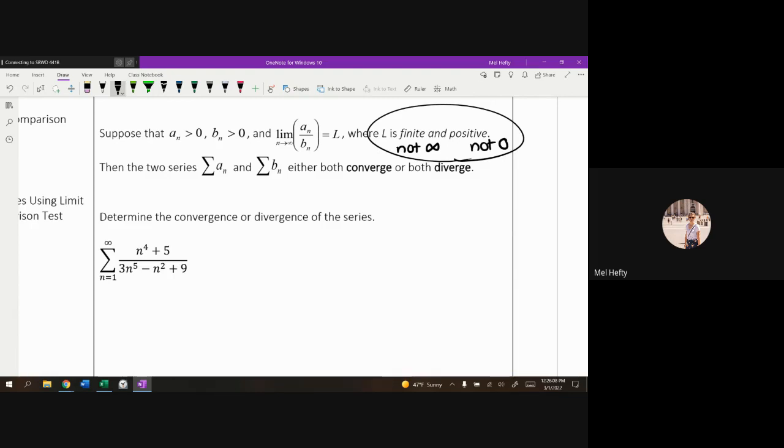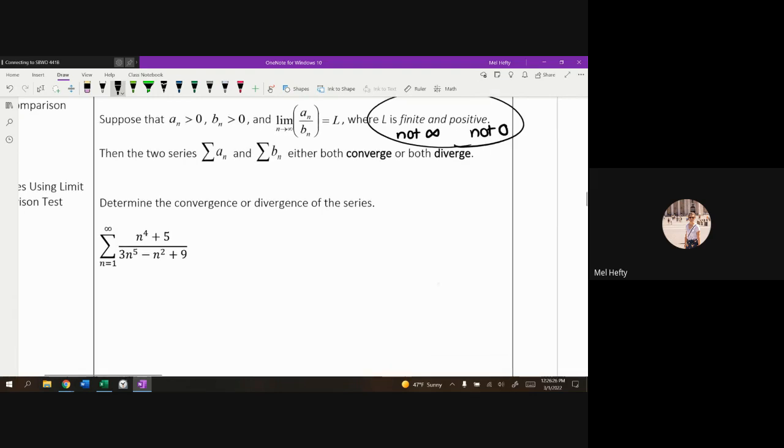That means that whatever we are comparing to, our series does the same thing. So if the one we're comparing to converged, the one we have converges. If the one we're comparing to diverged, the one we're looking at diverges. Let's run through this a couple of times. You can probably imagine why we're doing this two times.